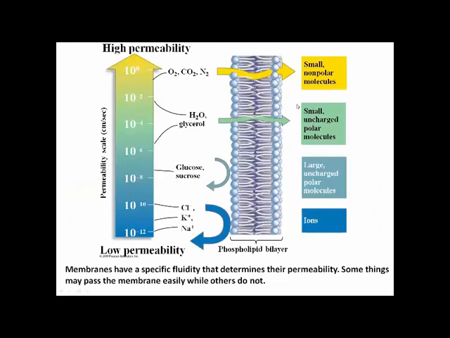Now the membrane is permeable to some substances. So here on the left I have a scale of permeability, and this is centimeters per second of diffusion. Small nonpolar molecules like dissolved gases easily pass from one side of the membrane to the other. They're nonpolar, so they're not repelled by the nonpolar barrier, and they're very small, so they can easily slip through the membrane. There are some small polar molecules that have to be uncharged, but they are polar, that can also slip across the membrane, and that includes water.